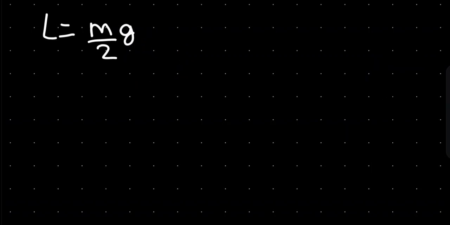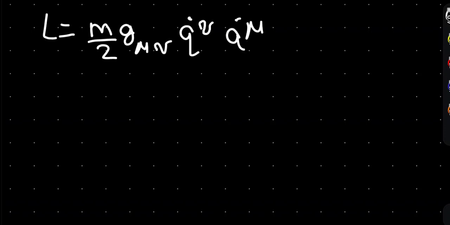So the Lagrangian will be m by 2 g_{μν}, be careful with the sign convention, and here it will be q dot ν q dot μ. So generally this is our Lagrangian, and you may argue that we aren't familiar with this.